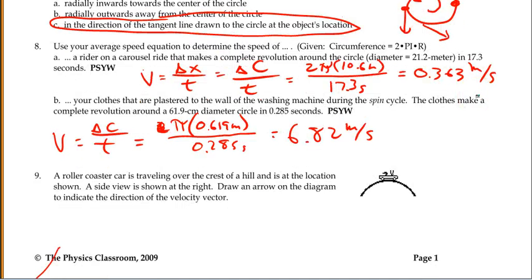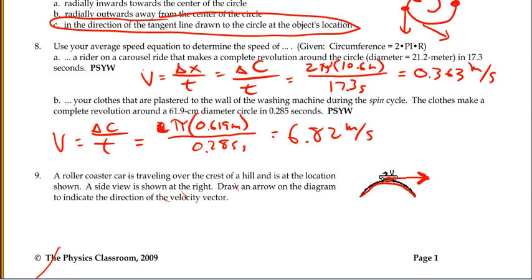Finally, a roller coaster is traveling over the crest of a hill at the location shown. It's a side view over the top of the hill. We're going to use an arrow to show the velocity vector. Again, if we think of this arc as being a circle, then the velocity vector needs to be tangent. Now I'm going to assume it's going to the right. It's kind of hard, there's no real distinction to tell us. If it's moving to the right, then the velocity vector is going to be tangent to the circle, touching at only one point of the circle at that position.